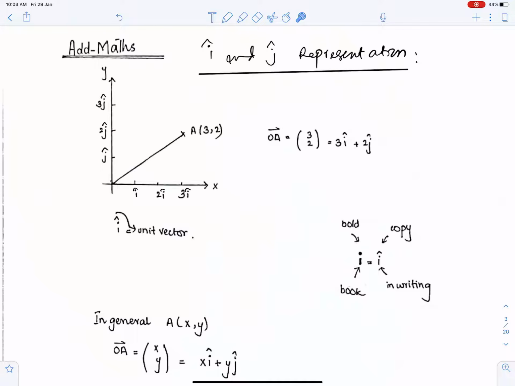And this I cap, this cap means unit vector. This is I cap and j cap. I cap means the unit vector of x-axis. This is the unit vector of x-axis. Unit vector means a vector whose magnitude is 1. And j cap means the unit vector of y-axis. I will discuss the unit vectors concept in this lecture later.